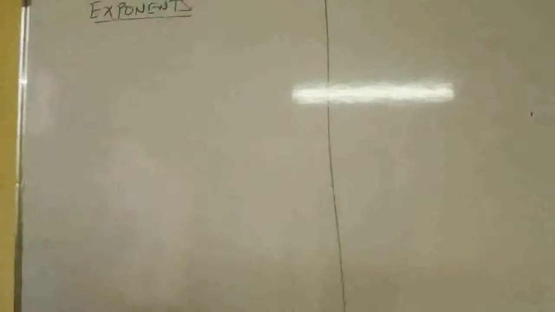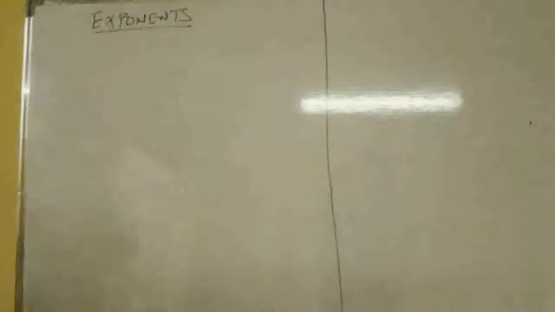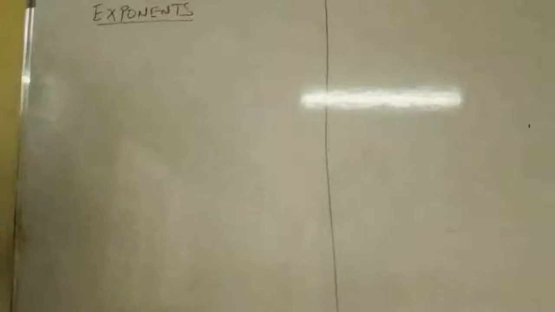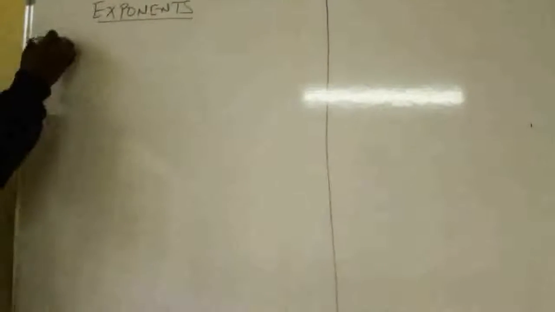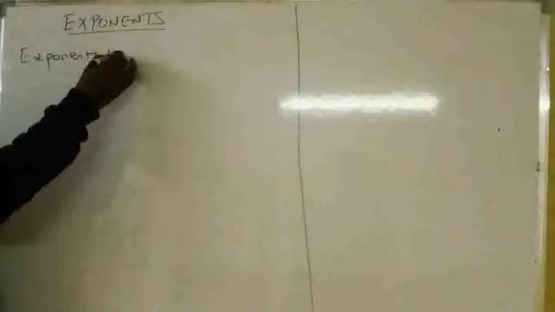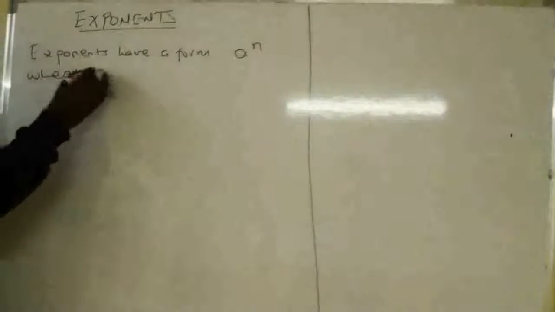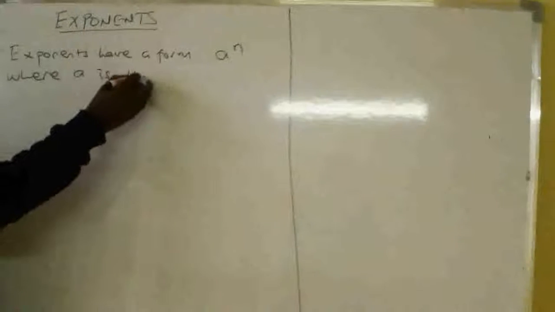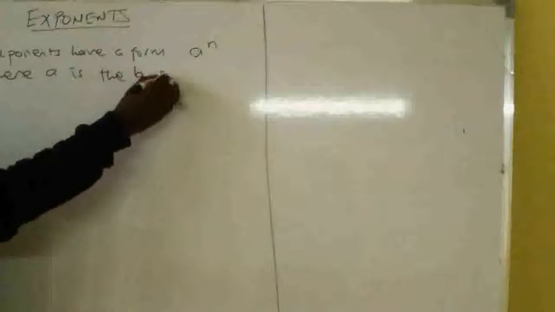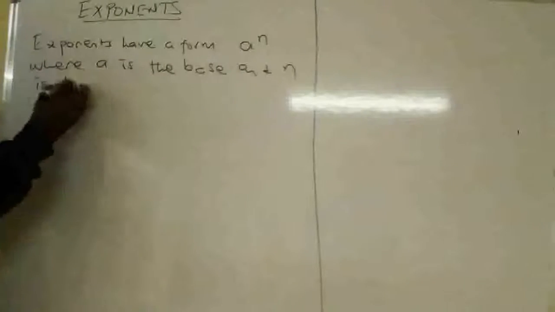We are having our second lesson about exponents. We shall start with writing how an exponent looks. Exponents have the form a power n, where a is the base and n is the index.